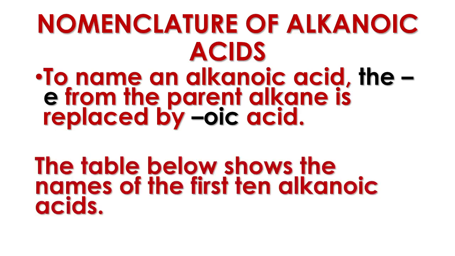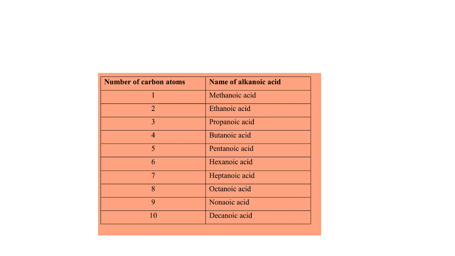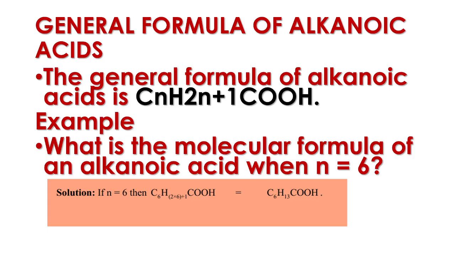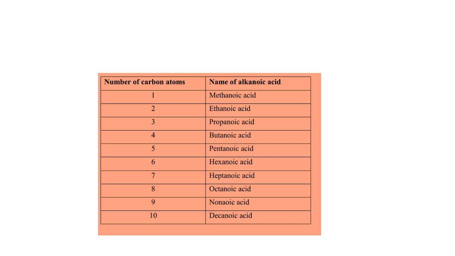So we can see some of the organic acids. We start with number one, which is methanoic acid, the same as when we had methane, ethane, propane, butane, pentane. So here also we have methanoic acid, ethanoic acid, propanoic acid, butanoic, pentanoic, 6 for hexanoic, 7 heptanoic, 8 for octanoic acid, 9 is nonanoic acid, and 10 is decanoic acid.